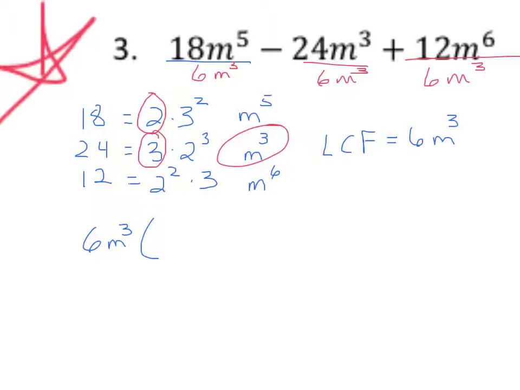And for our first term, we get 18 divided by 6 is 3. M to the 5th divided by m to the 3rd, you subtract the exponents and get m squared. Second term, 24 divided by 6 is 4. And the m's actually go away here. They cancel out. And in the third term, we have 12 divided by 6 is 2. M to the 6th divided by m cubed is m cubed.